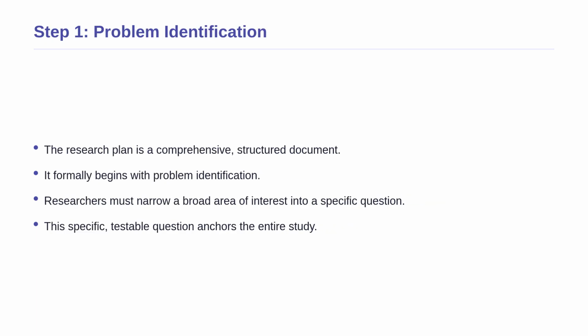Now that we understand what a research plan represents conceptually, let us look at how it actually begins. A research plan is a comprehensive, structured document, and its very first formal step is problem identification. You can't research everything at once. The researcher must narrow down a broad area of interest into a highly specific, testable question. Without this laser focus, your study will wander aimlessly. This specific question becomes the anchor for every single decision you make in the subsequent phases of your scientific inquiry.